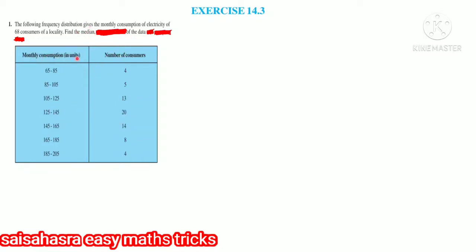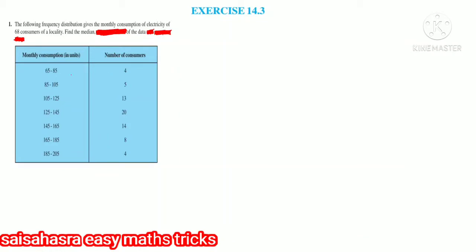Here monthly consumption in units was given as 65 units to 85 units. Four consumers are using 65 to 85 units. Five consumers are using 85 to 105 units. Like that, four consumers are using 185 units to 205 units of power. These people are consuming monthly. For this data we need to find out the median.